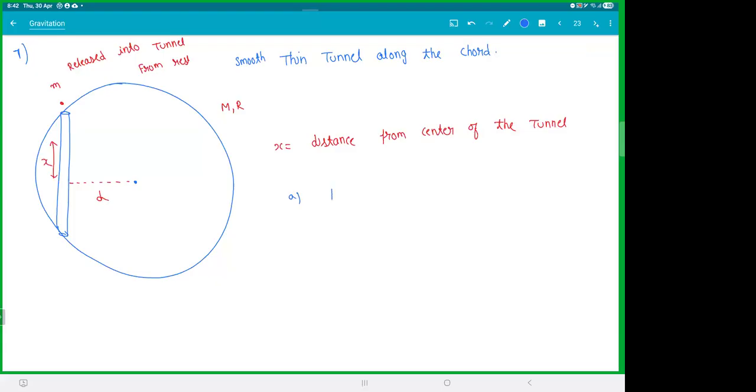So the first part, find the time taken to reach the other end of the tunnel. If you drop this particle, in how much time will you reach the other side of the tunnel? B part, plot normal reaction. When this thing is falling inside, it actually doesn't just fall straight. It will actually graze on the tunnel. It will hit the walls of the tunnel and then slide on the walls of the tunnel. So plot the normal reaction on the particle versus x graph.